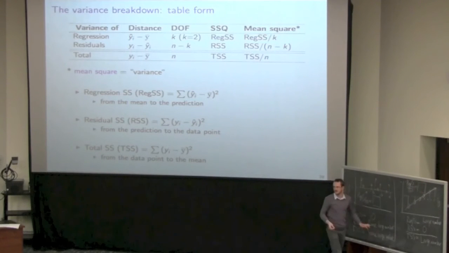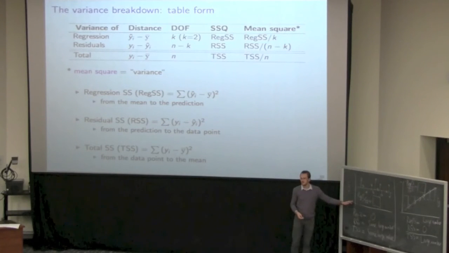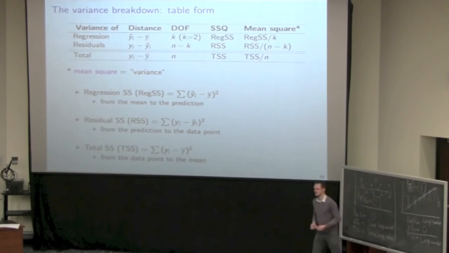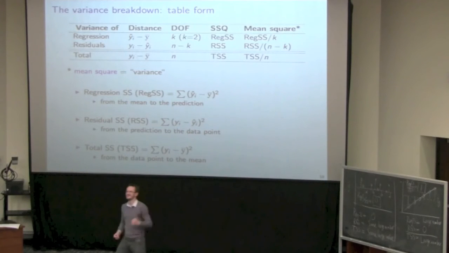What is that equal to in the first case? And in the second case, what do you think R squared is? Okay. R squared is regression sum of squares divided by total sum of squares.